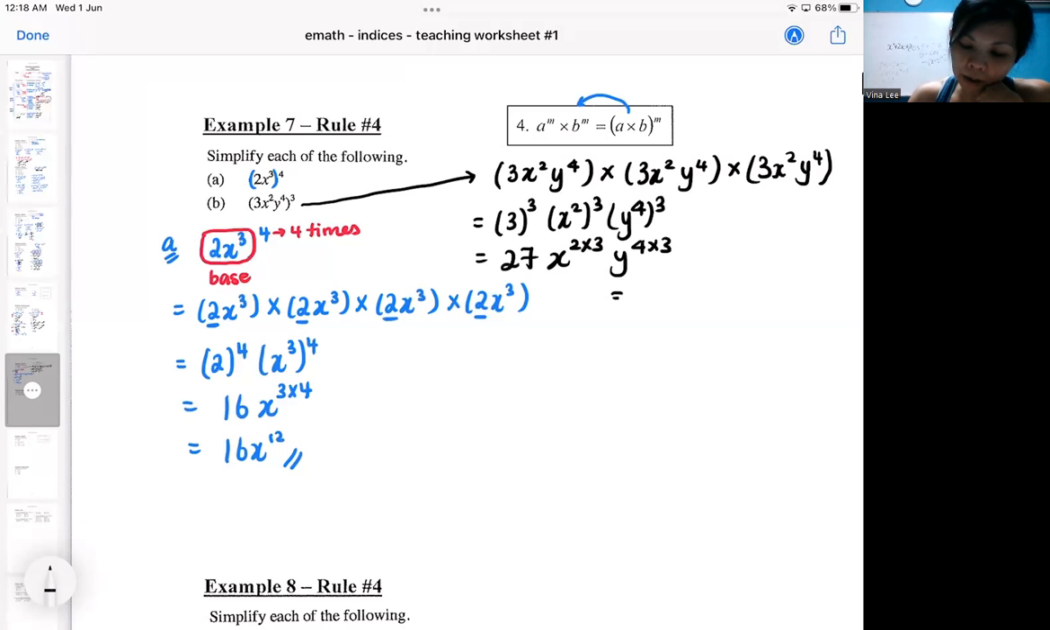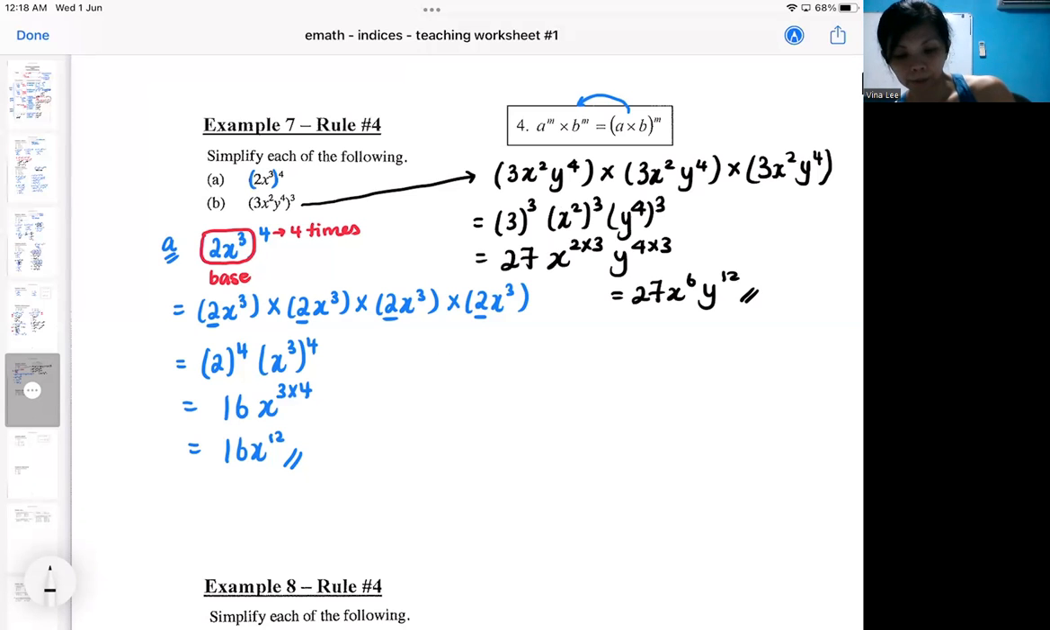Then I apply my double power. So you don't have to write out the number of times it's being repeated. It's easier if you just imagine the number is repeated 3 times, the algebra is repeated 3 times.